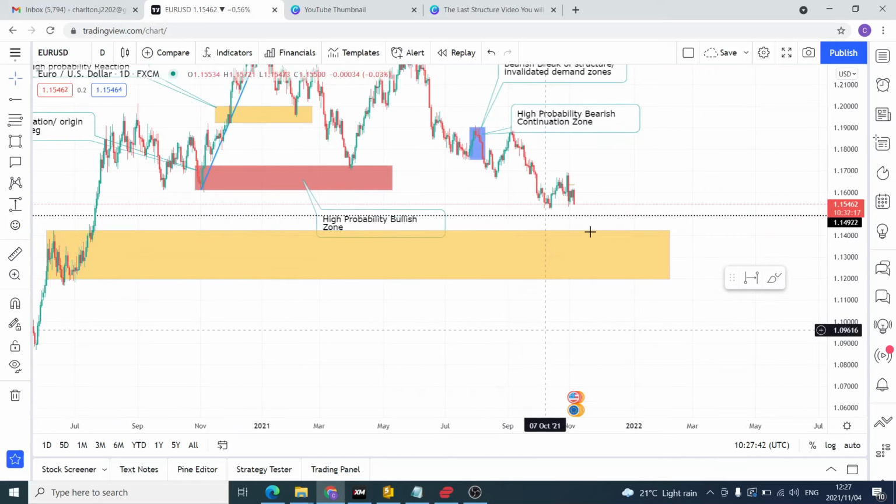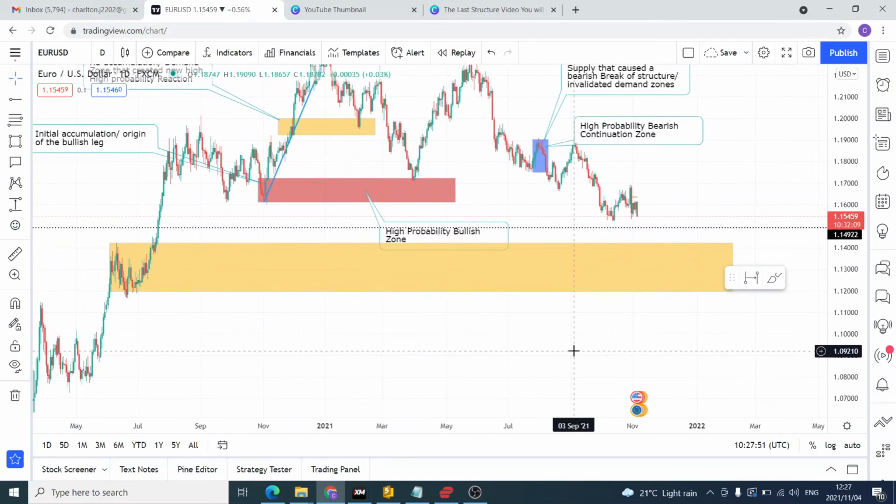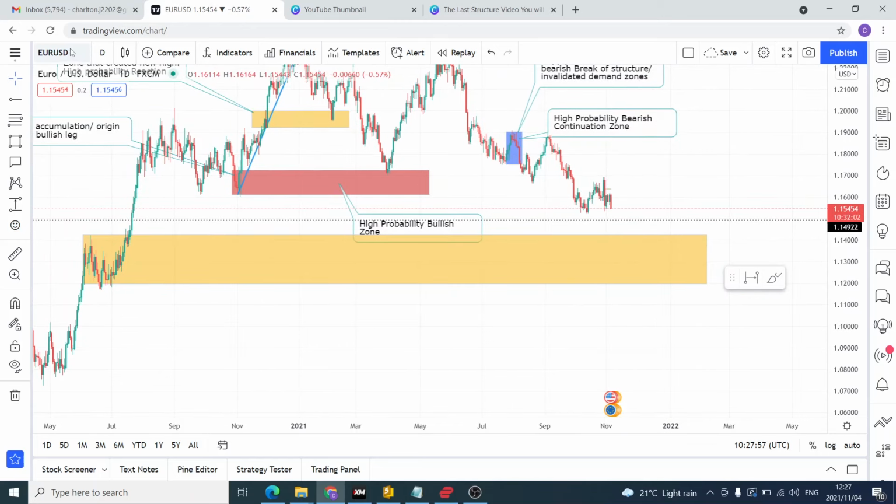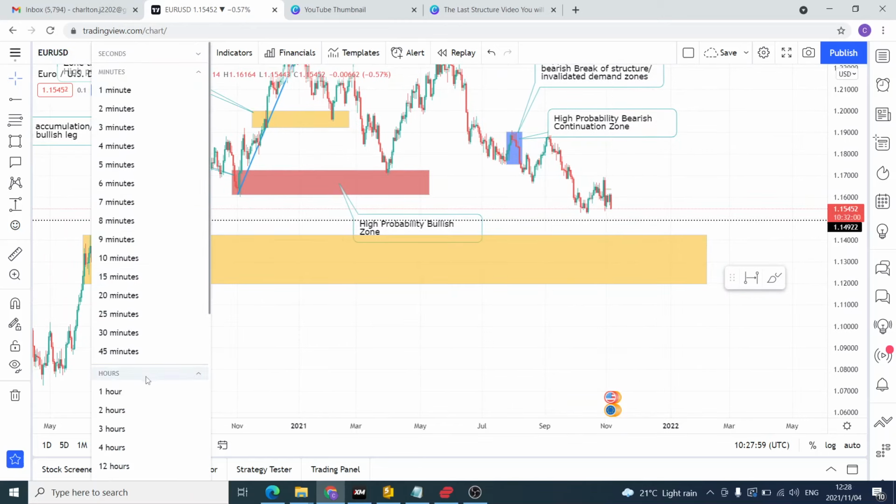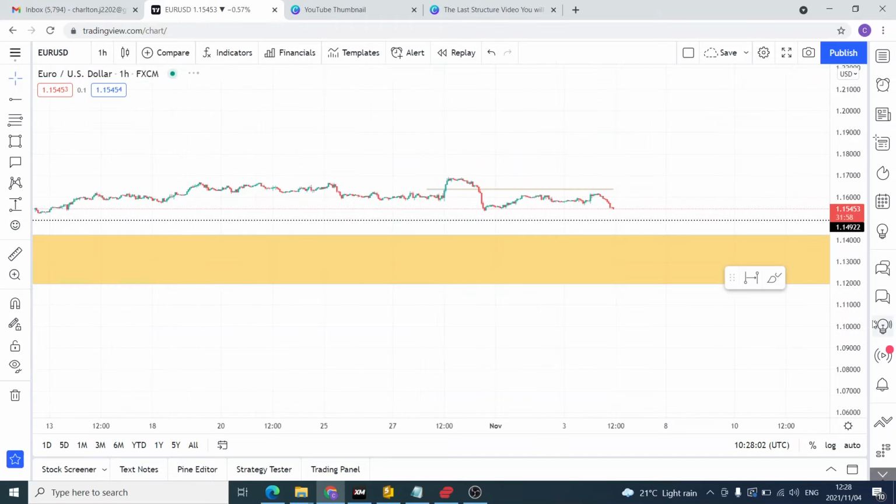Now, why would you be trading in any of these areas right now if you can just wait for price to come into your higher probability zone, and then you can drop down to the lower time frame and take a position? So that is what I'm waiting for. There is an opportunity at the moment on Euro USD to take a short position.